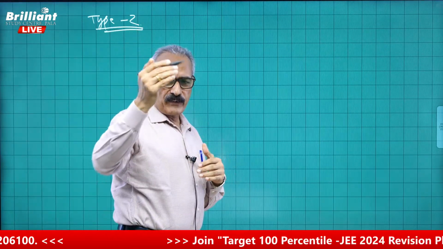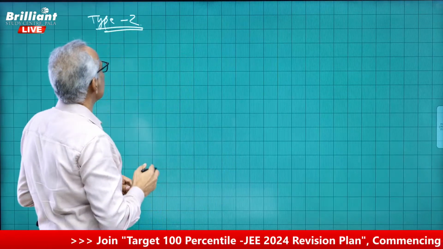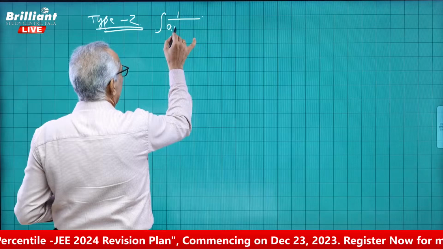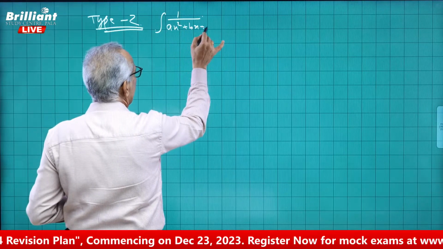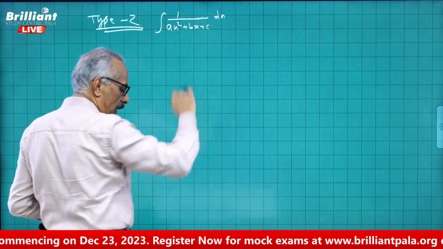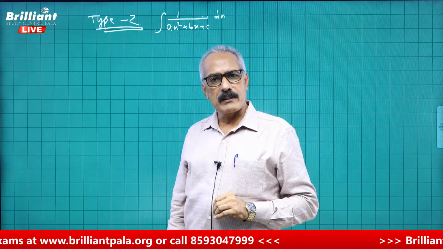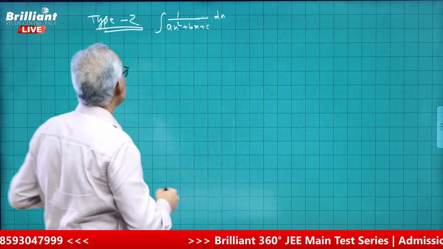First is f(x) by g(x). Type 2 is integral 1 divided by ax square plus bx plus c dx. That is 1 by a second degree polynomial, means 1 by a quadratic polynomial. What's the method? Now let me take the other types also here.